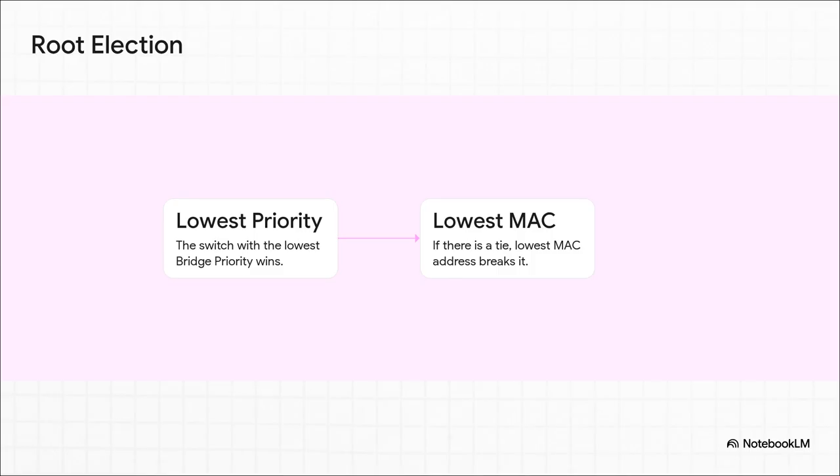Well, it's a strict 2-step election process. Step 1, the switch with the lowest bridge priority wins. Simple as that. But what if there's a tie? Step 2, say 2 switches are sitting there with a default priority of 0. In that case, the switch with the lowest MAC address breaks the tie and becomes the root. The golden rule here, the lowest bridge ID always wins.